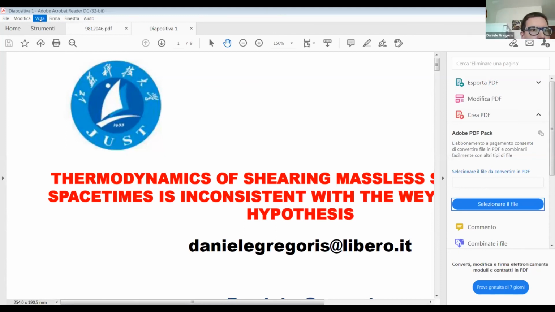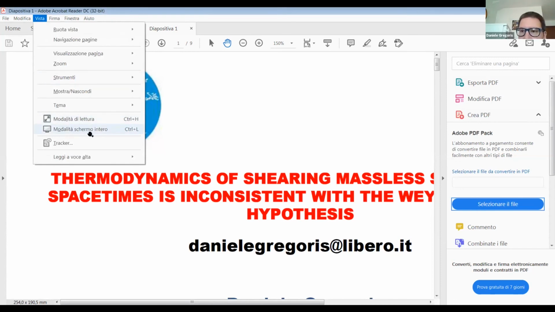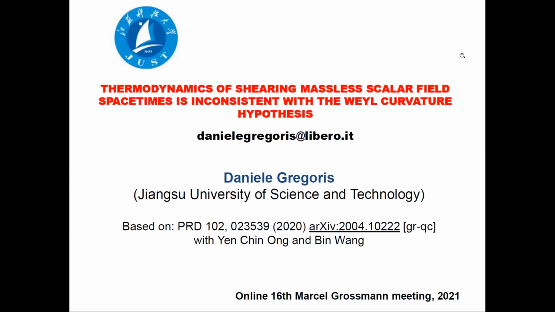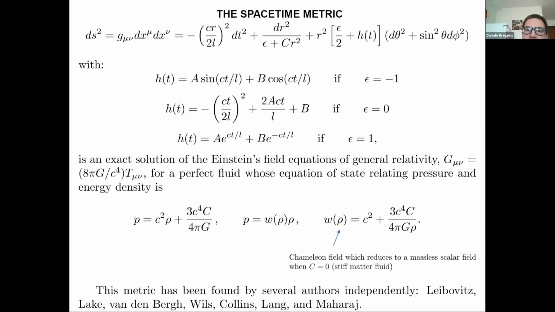Good morning, everybody. I think that you can hear me and you can see my screen. Yes. Okay, perfect. So I come from Zhengzhou University of Science and Technology. My talk will be based on the following space-time metric. You can see that it describes an expanding, spherically symmetric and inhomogeneous space-time. The metric comes with two topologies, so it can be either closed or open, and it is based on three free parameters, which are C, A, and B.